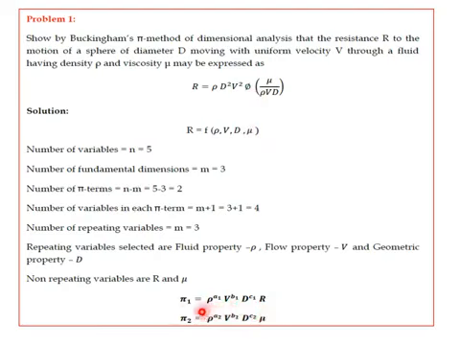Therefore pi 1 is written as rho to the power of a1, v to the power of b1, d to the power of c1, R. And similarly, this should not be raised to the power. So pi 2 is written as rho to the power of a2, v to the power of b2, d to the power of c2, mu.